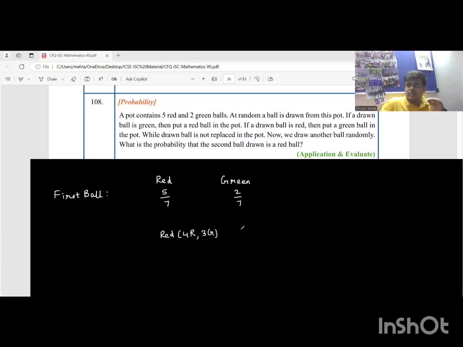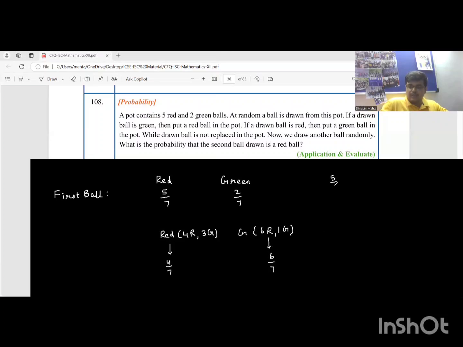Further, students, for the green ball, when the green ball is taken out, here in the second case in the pot, now green ball is lesser. So we have only 1 green ball and a red ball is put in the pot. So then we have 6 red balls. So for the second case, this is the new situation in the pot. Now from here, students, we want the probability that the second ball is a red ball. What is the probability of a red ball from here? So that is 4 by 7. Probability of red ball from here is 6 by 7.